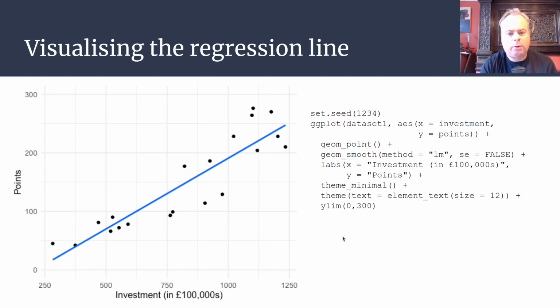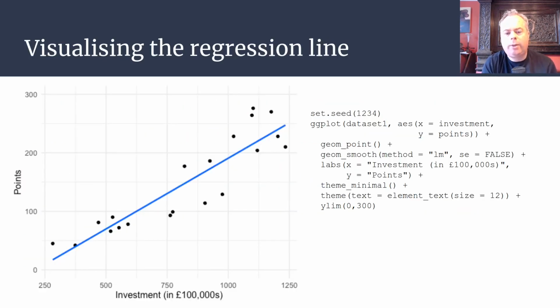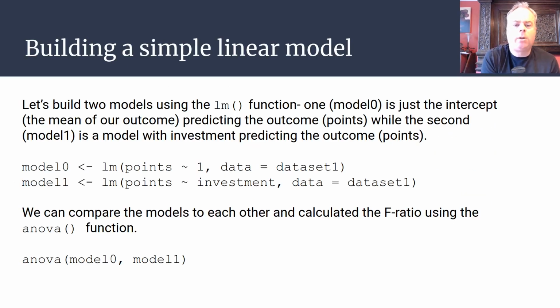So we've got this regression line, and looking at that, we go, well, yeah, that's a pretty clear positive relationship between these two variables. But what we want to do is actually work out what this regression line is. We actually want to build the model, and we want to test the regression line model against the mean as a model of our data.